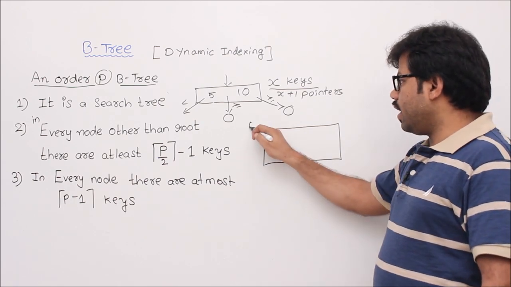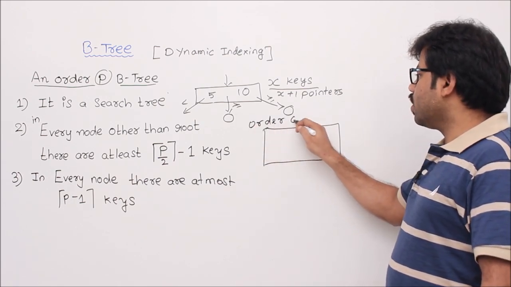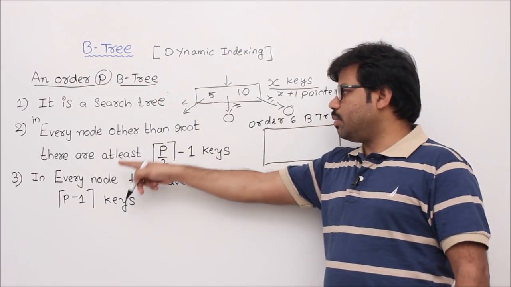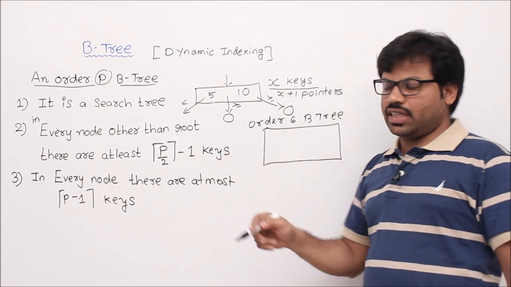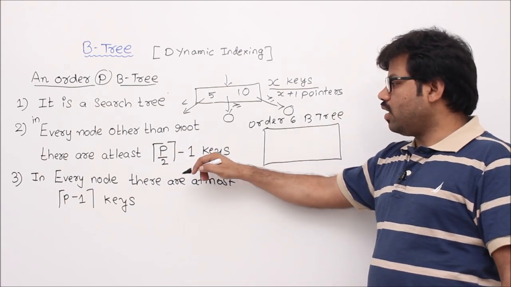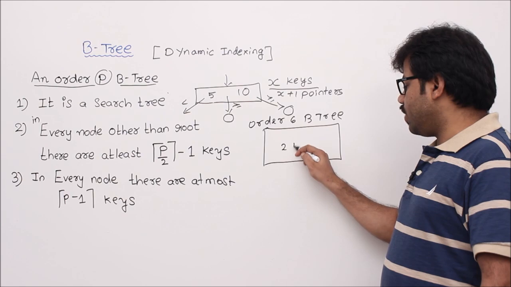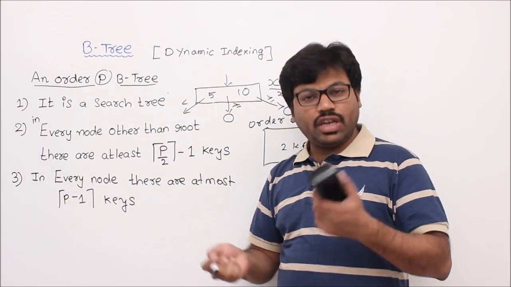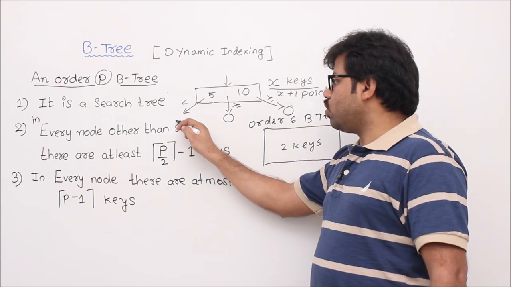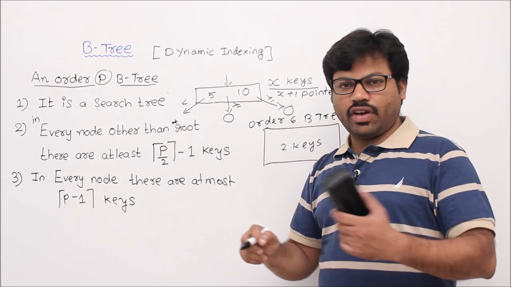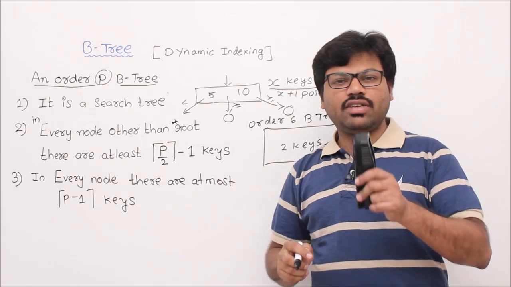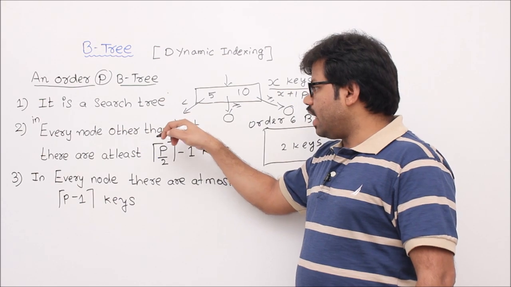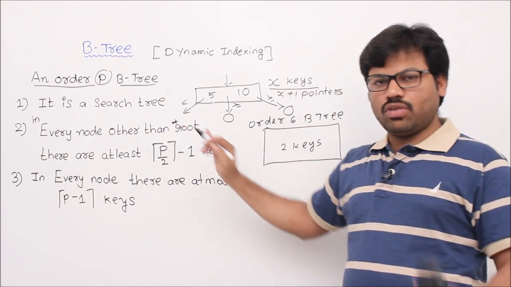For example, let's say your tree is an order 6 B tree. In an order 6 B tree, there are at least P by 2 minus 1 keys. 6 by 2 is 3, 3 minus 1 is 2. So at least 2 keys we have to maintain. That is the condition. Sir, why other than the root? Why don't you keep it in the root? I will tell you. The root should have such an exception, then only we can define it properly. The reason why we keep an exception for the root, I will let you know after some time.